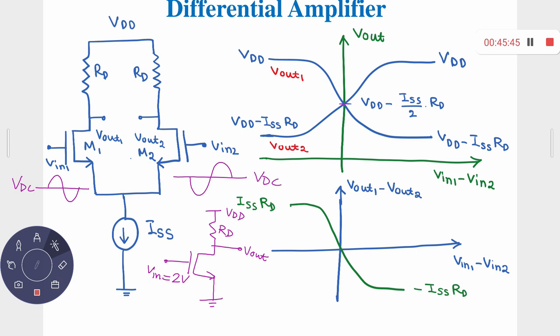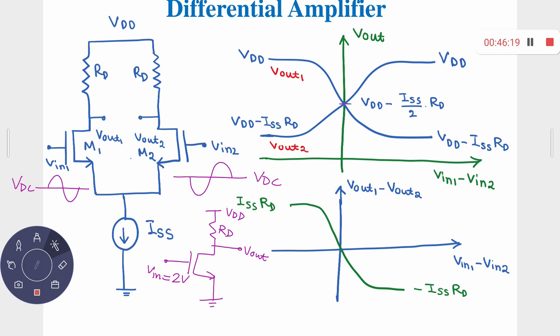Here you find that the slope is 0, and here the slope is also 0. So you cannot operate the device neither here nor there. And this is the DC condition. No amplification. So accordingly, we have to operate over here, and this slope is obviously negative. This slope will give you the expression for the gain.